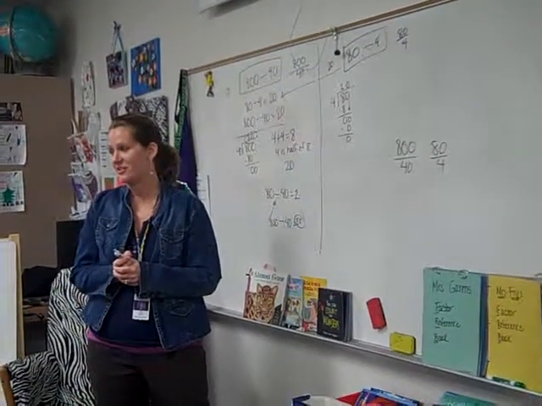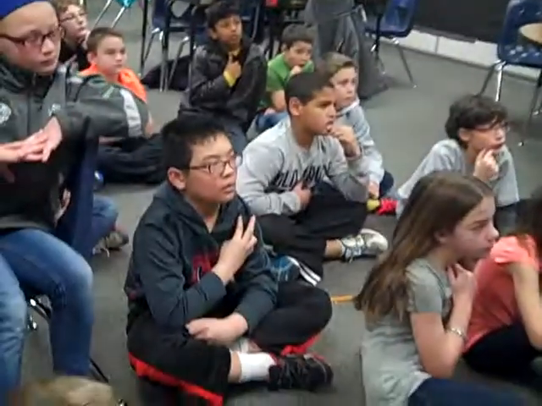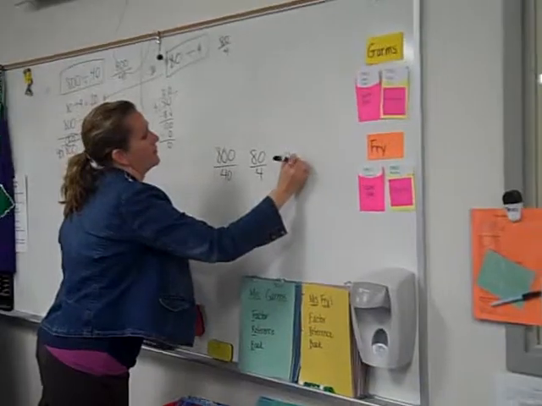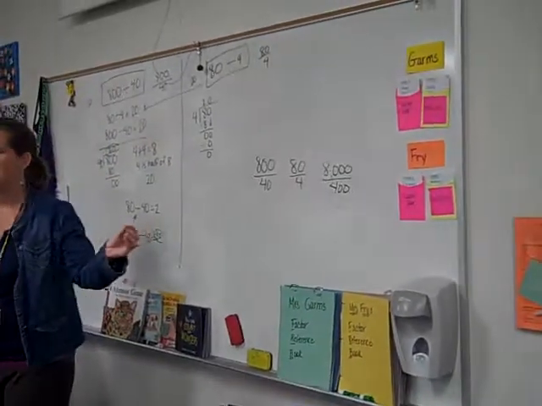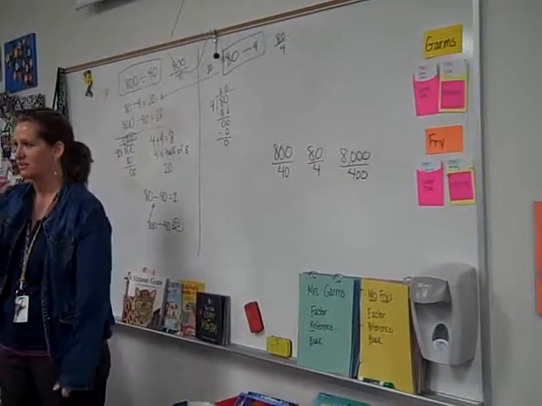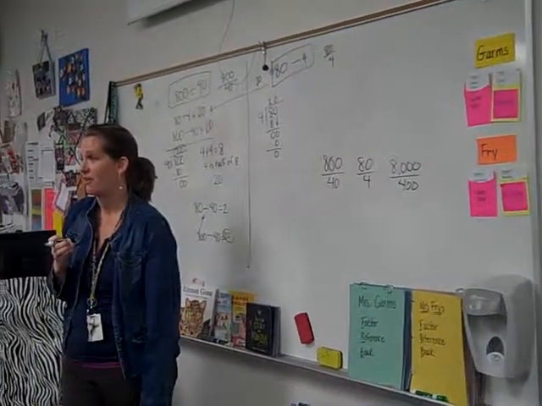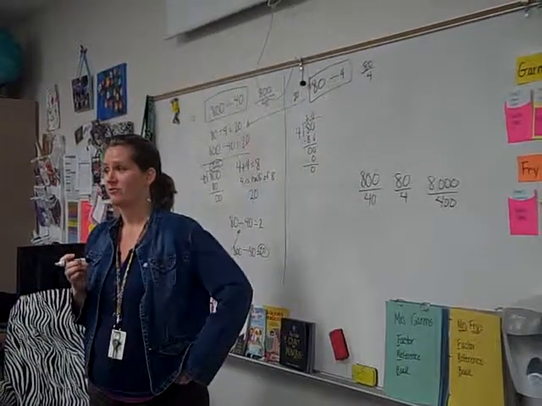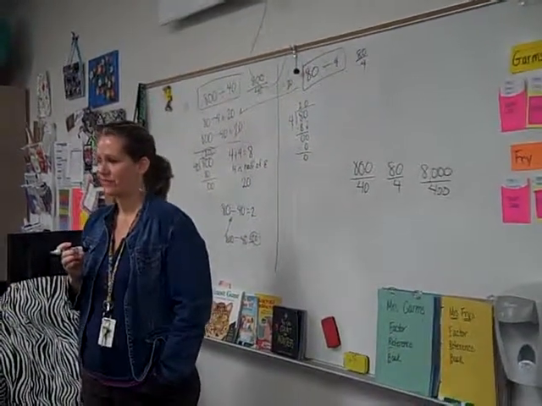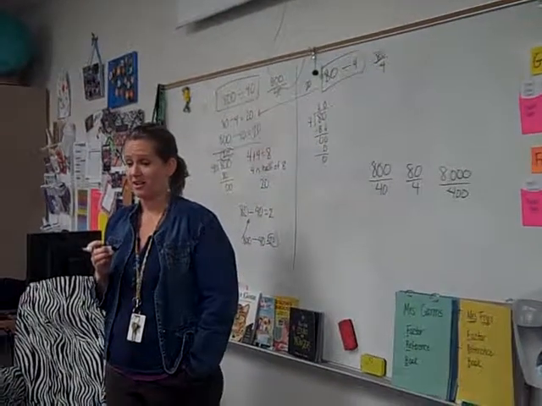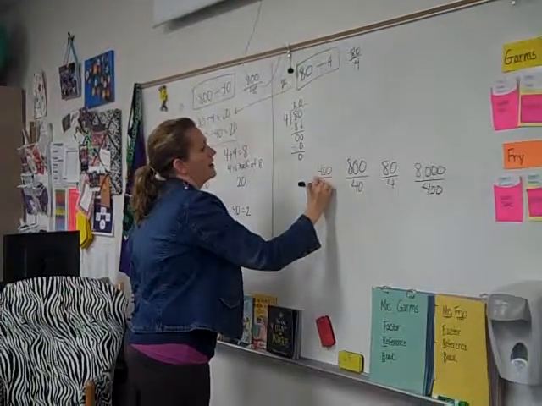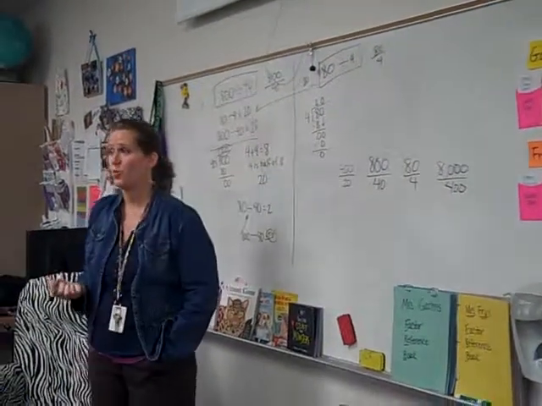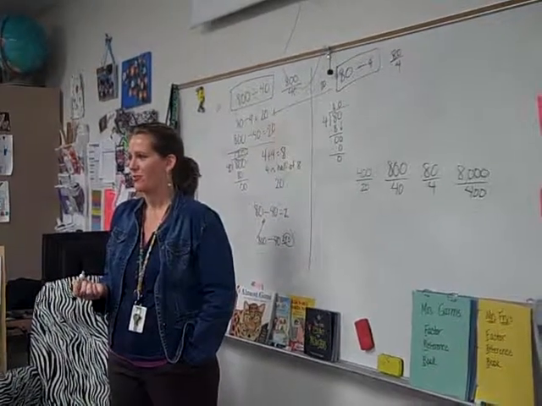Let's hear from Anushka. You could have done 8,000 over 400. Can we think of another set of numbers that doesn't rely on the same two beginning digits? Doesn't rely on 8 and 4. 400 divided by 20. Can we think of another one? We'll do one more. Think of one more.